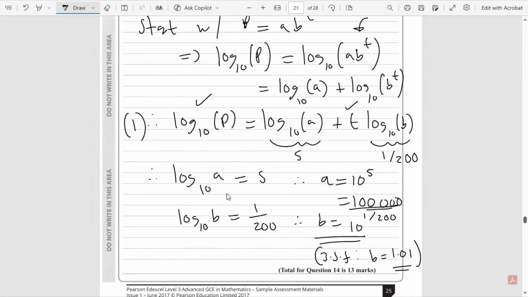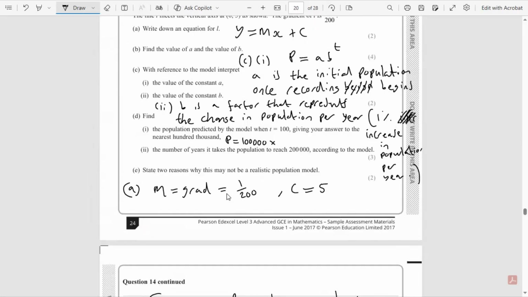I'll use the exact form here. So B, which is 10 to the power of 1 over 200, and then to the power of 100, because T here is 100. And what I will do is I'll just work out this value on the calculator. So 10 to the power of 1 over 200, and then to the power of 100.